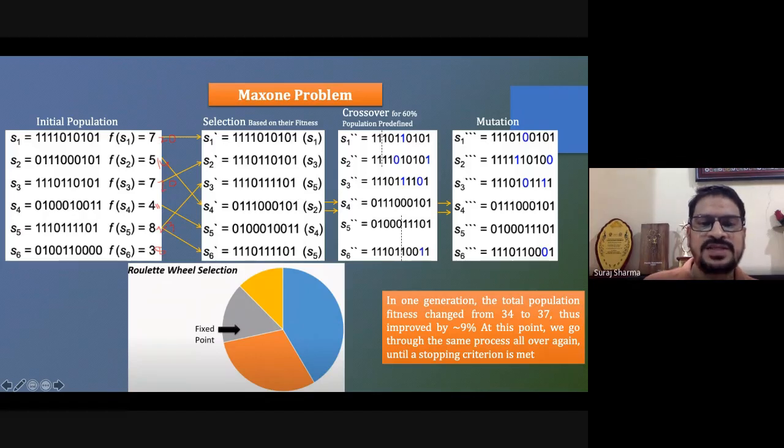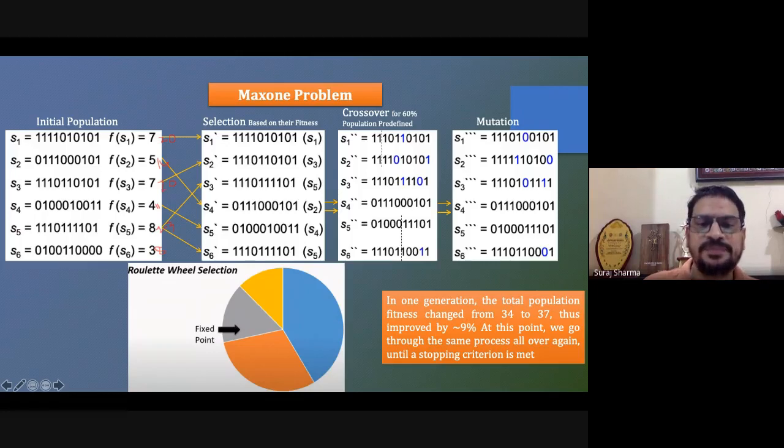So 23% of the wheel structure will be dedicated to S5. Let's say this is for S5. The next is 20, which let's say is S1, and the other 20 is S3. S2 is for, let's say, the 14, and S4 and S6 get smaller values. If you rotate this roulette wheel, we definitely have a better chance of landing on the chromosome with the greater percentage, so the selection criteria will be fulfilled.